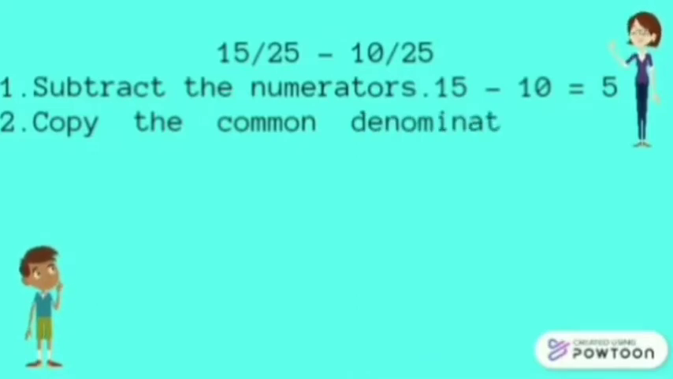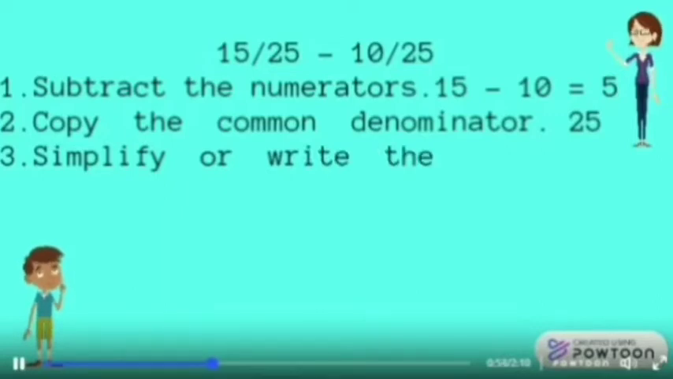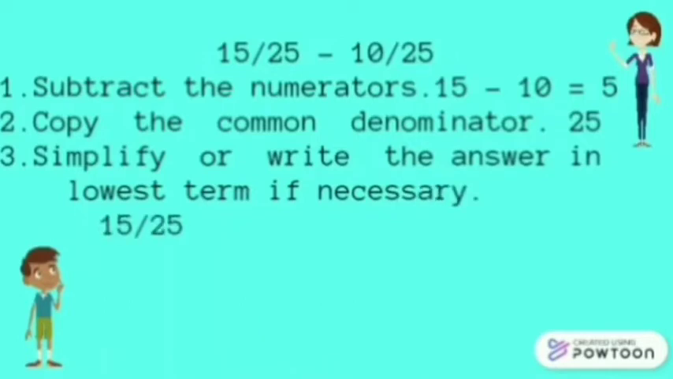Then simplify or write the answer in lowest term if necessary. 15/25 minus 10/25 is 5/25. To simplify 5/25 to its lowest term, we will divide our numerator and denominator by 5. 5 divided by 5 is 1. 25 divided by 5 is 5. So 5/25, when reduced to its lowest term, is 1/5.